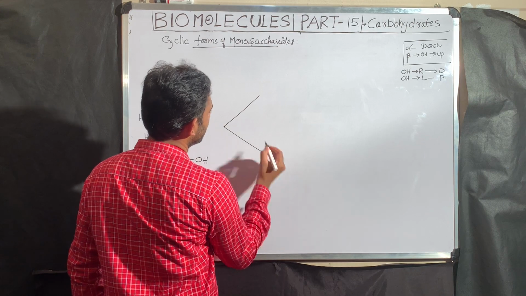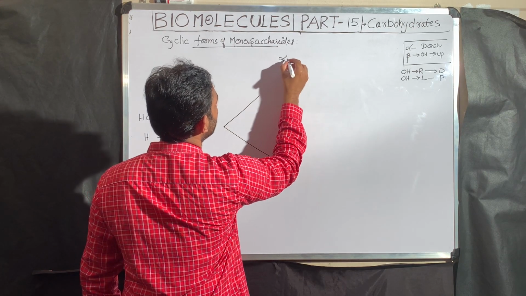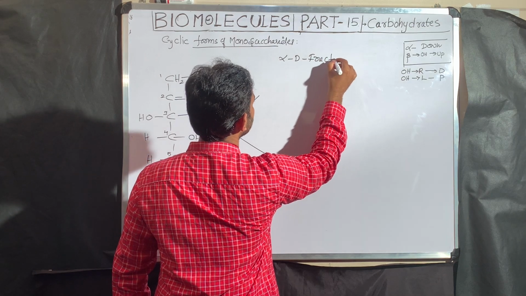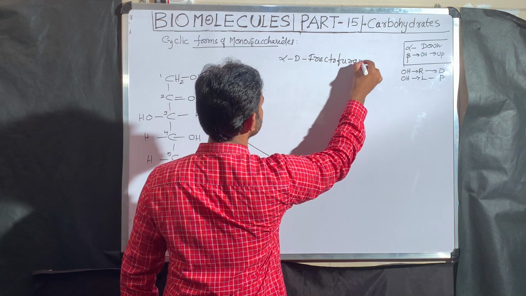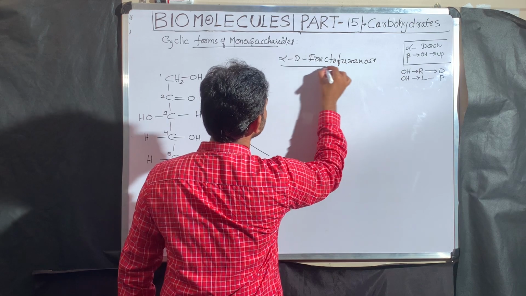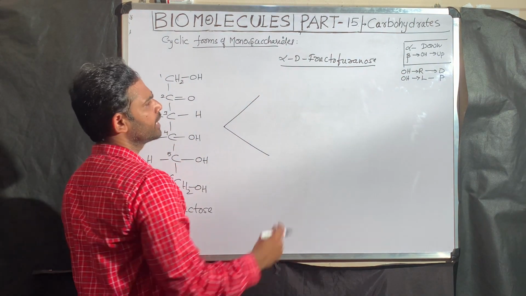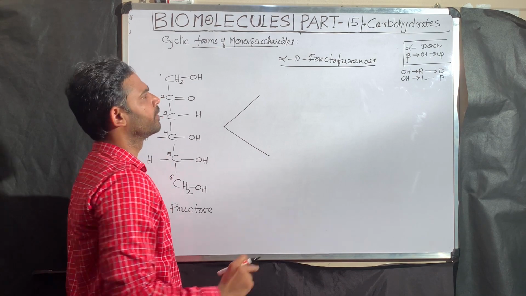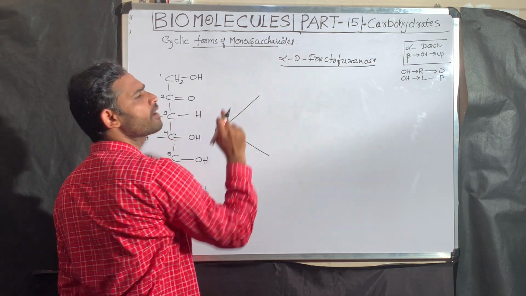So here I am going to draw alpha D-fructofuranose. Which ring are we going to draw? Furanose. Then which sugar? Fructose. Fructose is a keto sugar. That you have to remember. D is constant, alpha anomeric form.